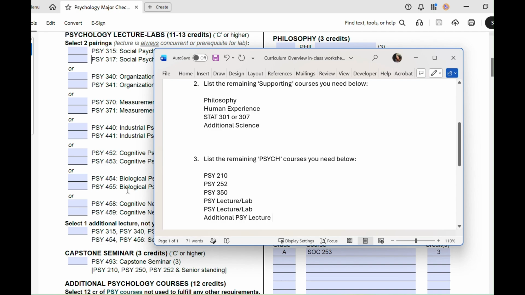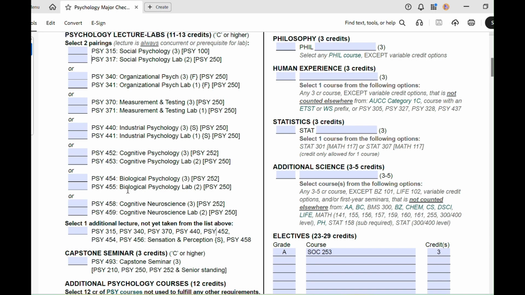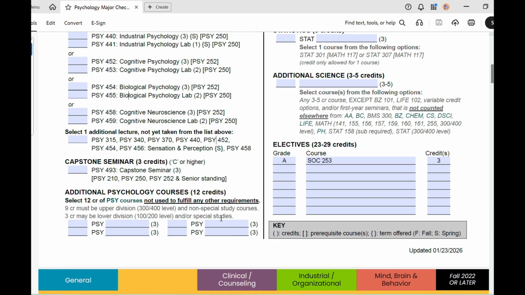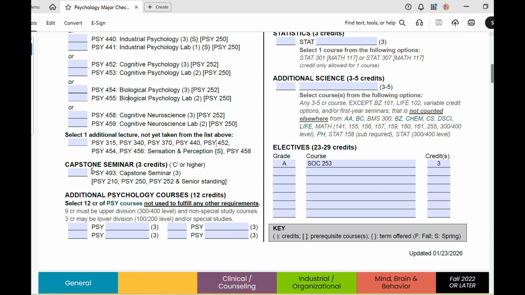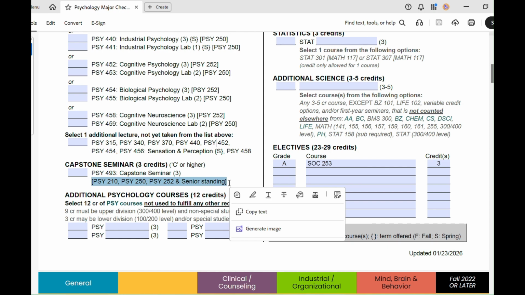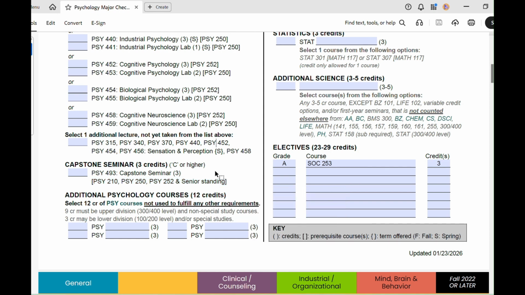Now we will discuss the last 2 psychology requirements, the Capstone seminar and additional psychology courses. Psychology Capstone Seminar. All psychology majors must take the Psychology Capstone Seminar. It is worth 3 credits and you must earn a C or higher in the class. The capstone has the most prerequisites, and you must be a senior in order to take this course. The capstone is a regular lecture-based class. You are not learning anything new in the course. Instead, you are wrapping up the past few years of your undergraduate studies.